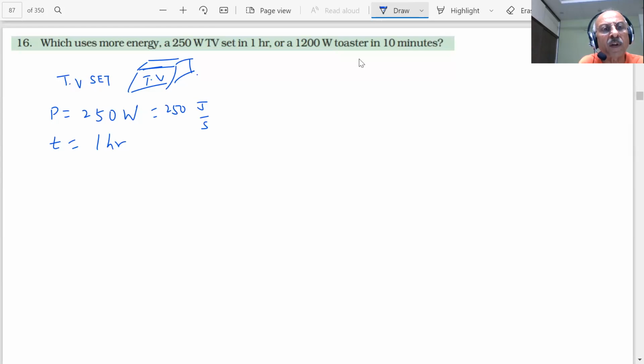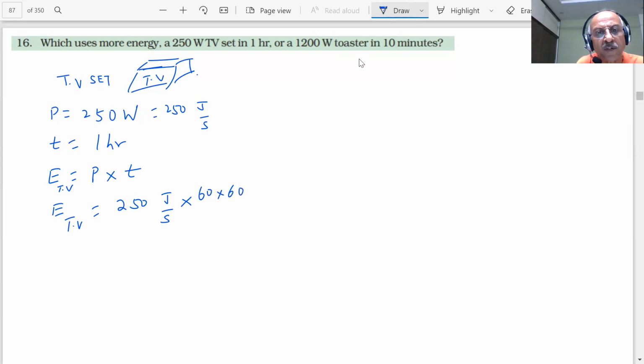What is the formula of electrical energy, student? Energy is power into time. Energy is P into T. Electrical energy is power into time. So for the TV, how much will it come, student? Power is 250 joule per second, 250 watt, and time how much? 1 hour will mean 60 into 60 seconds. Seconds will get cancelled. So this will be the electrical energy of the TV.